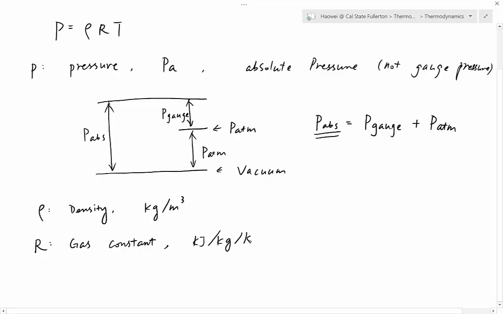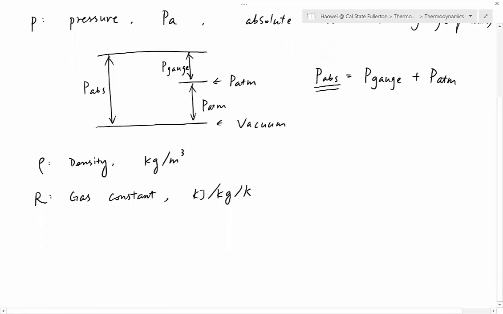And be careful here because kilojoule is not SI unit. Gas constant depends on what kind of gas you have. So for example, if you have air, the value of R will be a certain number. However, if you change the gas to oxygen, then the value of R will change too. Then the last parameter in this equation is T. T stands for temperature. The unit for temperature is Kelvin. That's the SI unit for temperature.